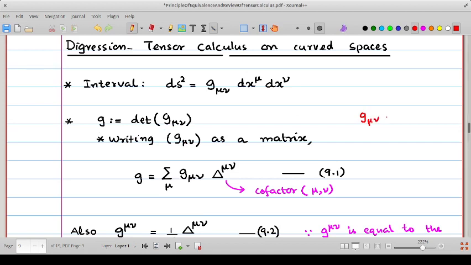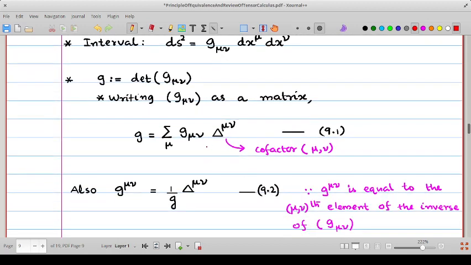and writing the components of the metric tensor g_{μν} as the components of a matrix G, where the μν element is simply g_{μν}, in that case the determinant g can be written in terms of the cofactors and the elements g_{μν} in the following form: g is equal to the sum over μ of g_{μν} Δ^{μν}, where Δ^{μν} is the cofactor corresponding to the μth row and νth column of the matrix g_{μν}.